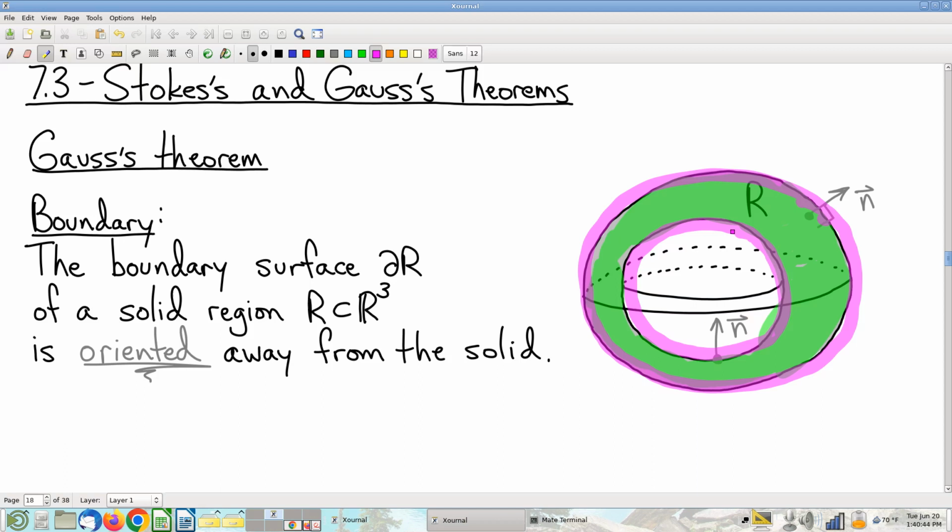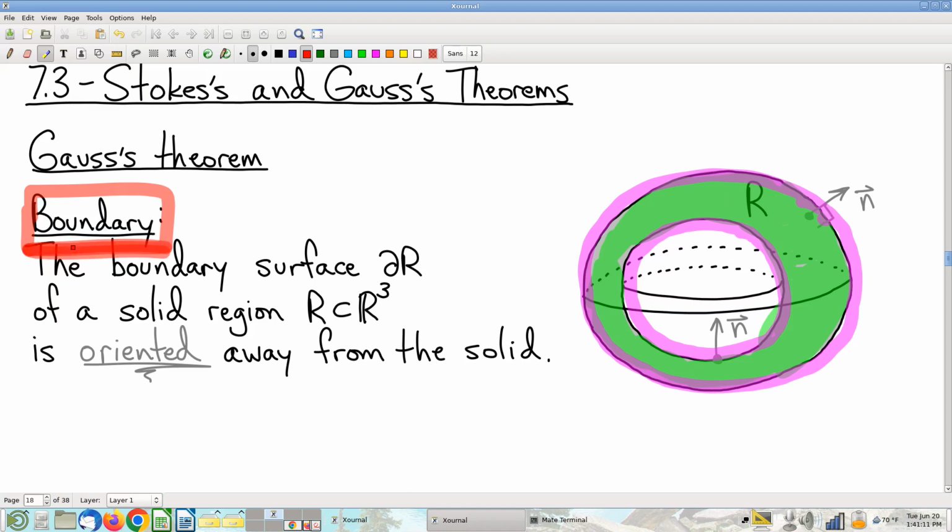But this ignores orientation. And remember, one of the big takeaways from Green's theorem is that this word boundary is now an oriented word. That word boundary implies a specific orientation. It's a loaded word. And which orientation does it mean? What is it loaded with, in other words?